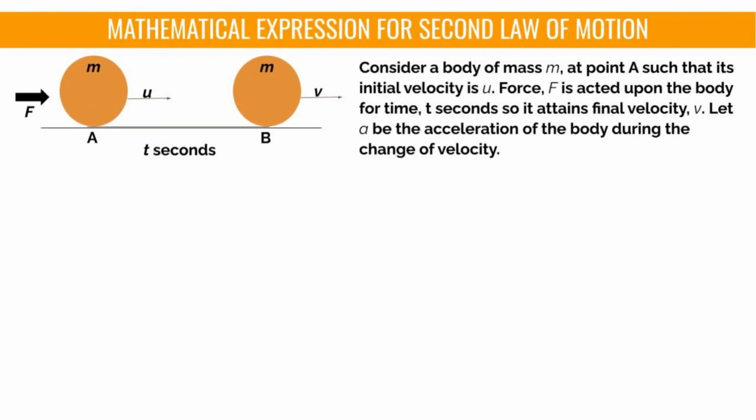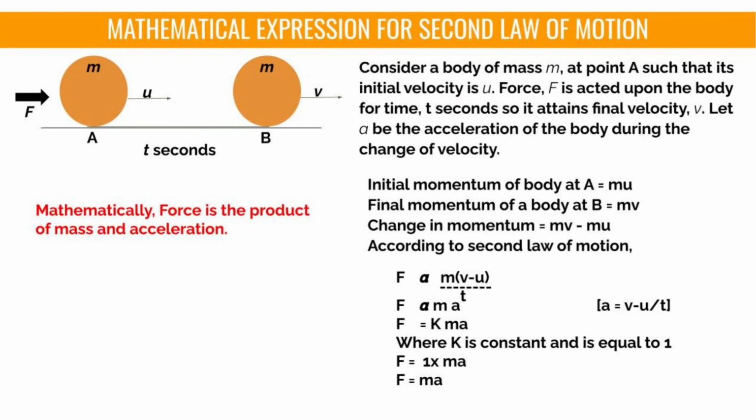Let's see how the mathematical expression of the second law of motion is derived. Consider a body of mass m at point A such that its initial velocity is u. Force F acts upon the body for time t seconds, so it attains final velocity v. Let a be the acceleration of the body during the change of velocity. Initial momentum of the body at A is mu. Final momentum of the body at B is mv. Change in momentum is mv minus mu.